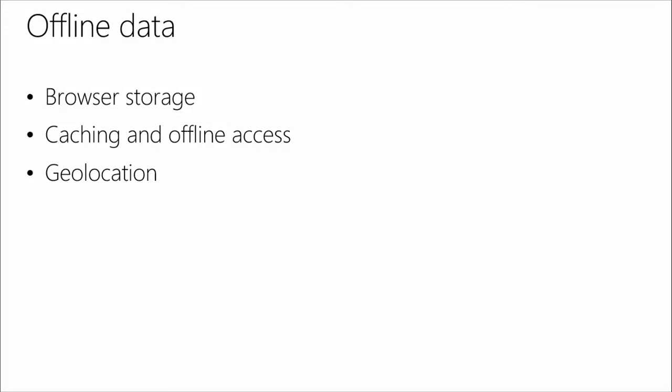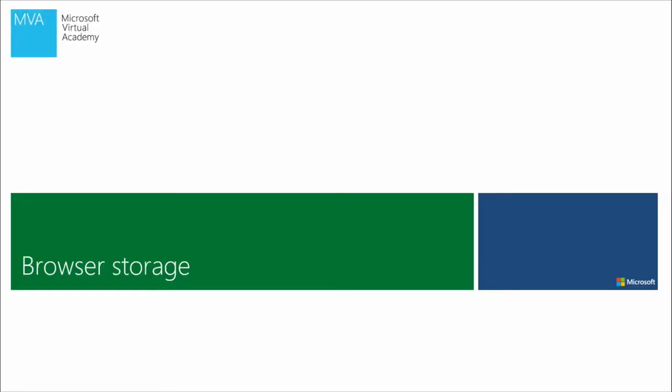So let's start digging into the different tools available to us for enabling offline data. We're going to look at browser storage, and caching and offline access. And geolocation doesn't really belong in this section, but it's going to be there anyway. But let's start off talking about storage.